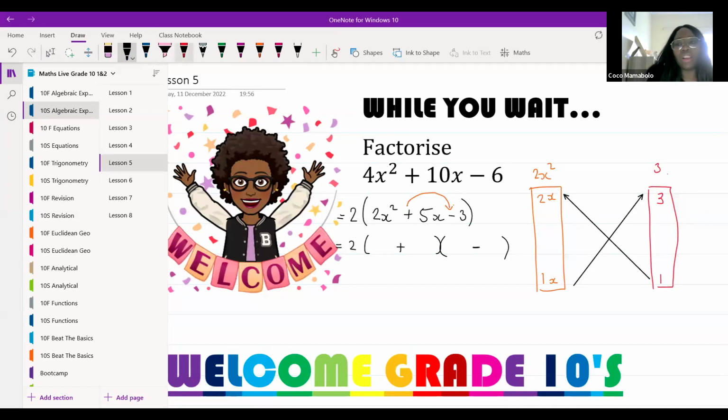All right, so if I cross multiply, I'm going to get 2x times 1. That's going to give me 2x. I'm going to get 1x times 3. That's going to give me 3x. And 3x plus 2x does indeed give me 5x. But what is the problem over here? What is the problem, grade 10s? Why can I not accept this answer? I know that I'm looking for 5x, but why can I not accept this answer?